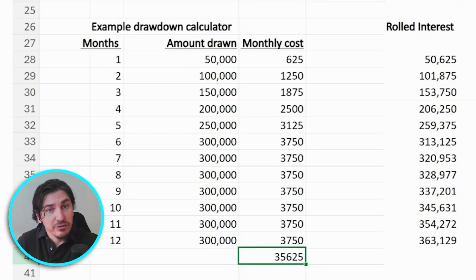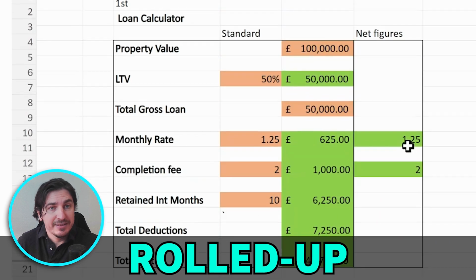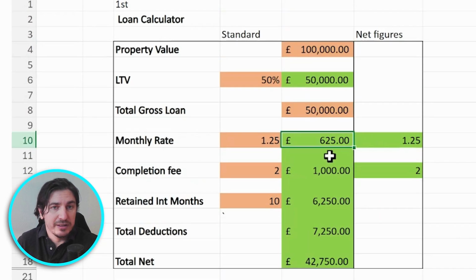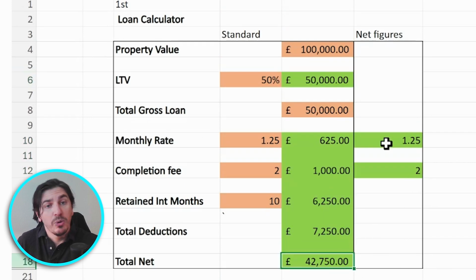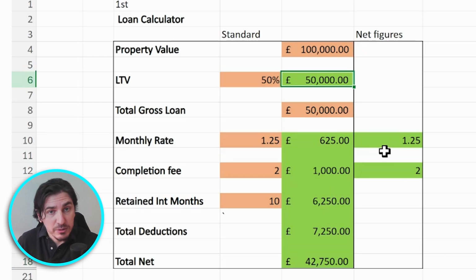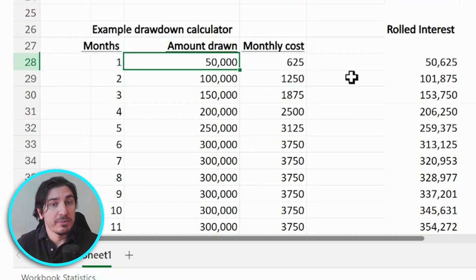On the other hand, there's rolled interest. So this, instead of deducting all this interest from day one, as in from your 50,000, deducting that interest to get you the 42,000, what they do instead is they'll start with the 50,000. So that's your net figure, 50,000, and they will roll the interest on top. This is much more flexible when it comes to the actual net loan you're getting because you know exactly what it will be regardless of when the loan is drawn down.